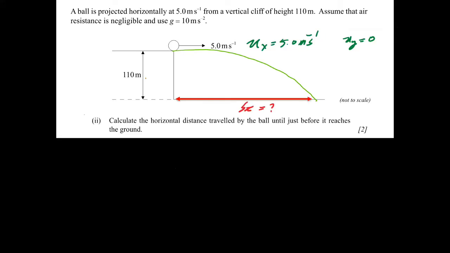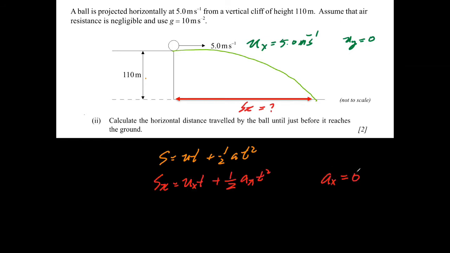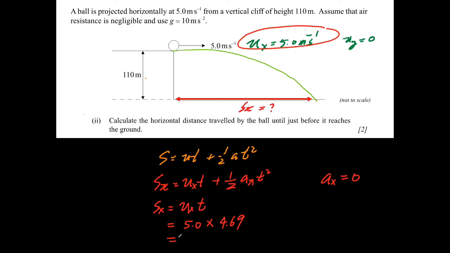Calculate the horizontal distance traveled by the ball until just before it reaches the ground, which is asking for the range. So s equals ut plus 1 over 2 at squared. Let's write it down, the x component. Acceleration in the x component equals 0. So that gives us sx equals ux t. Initial velocity in the x component equals 5 meters per second, and the time taken equals 4.69. That gives us 23 meters.